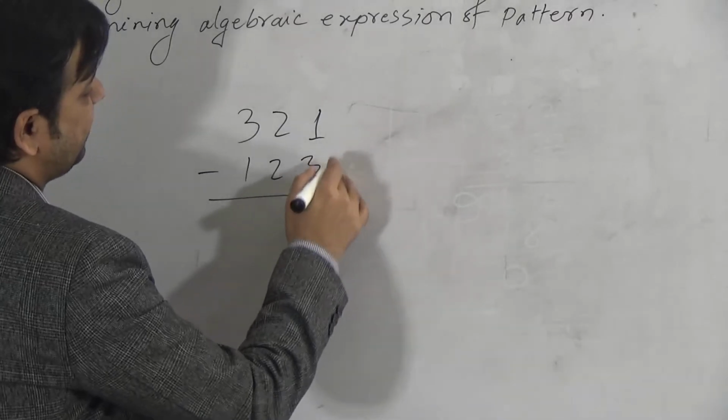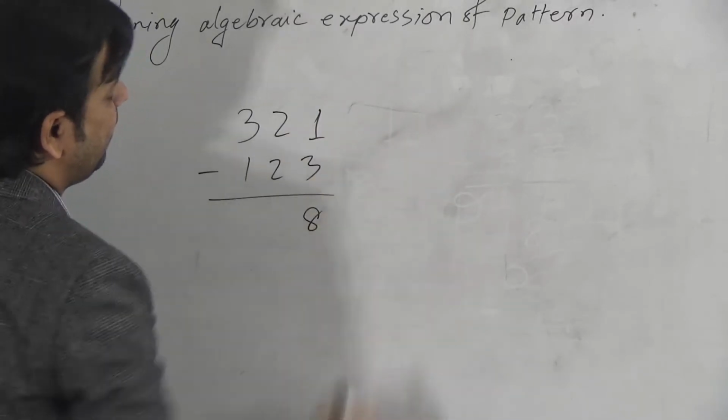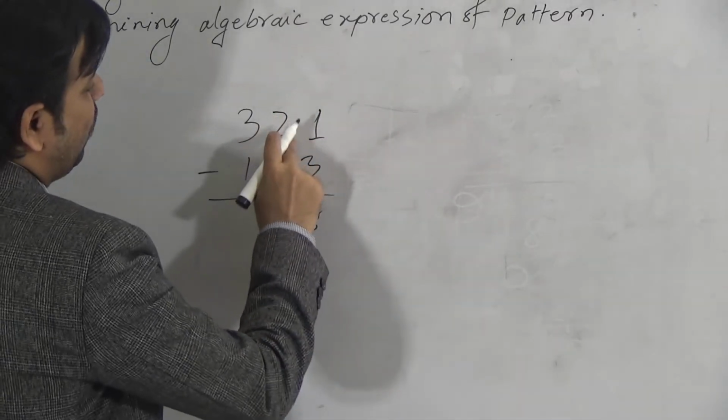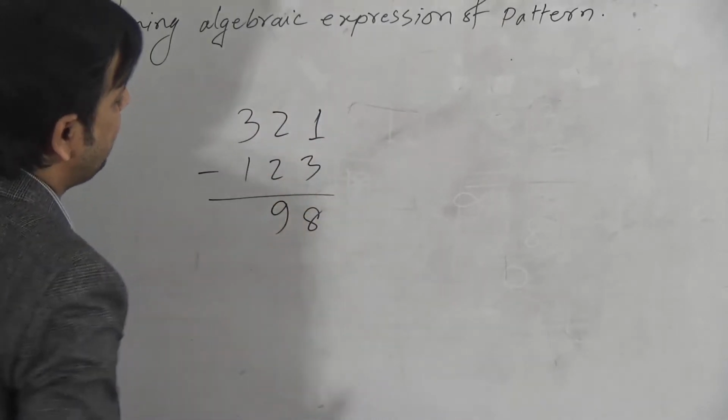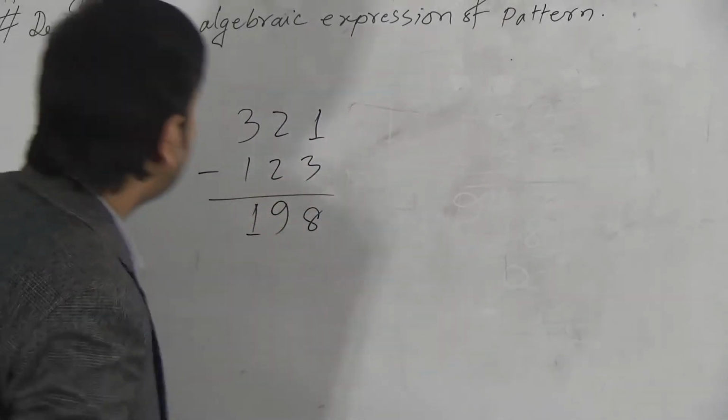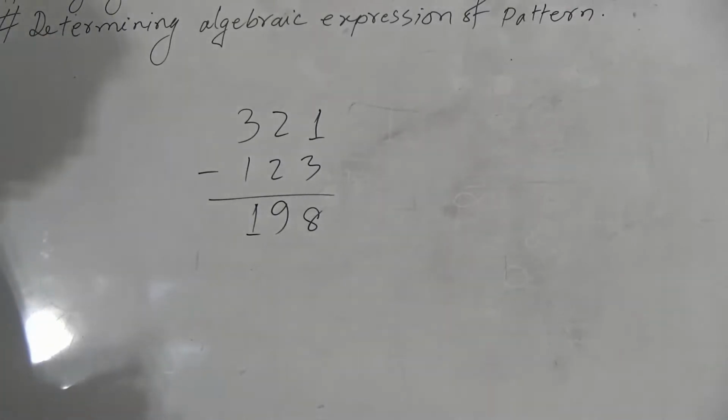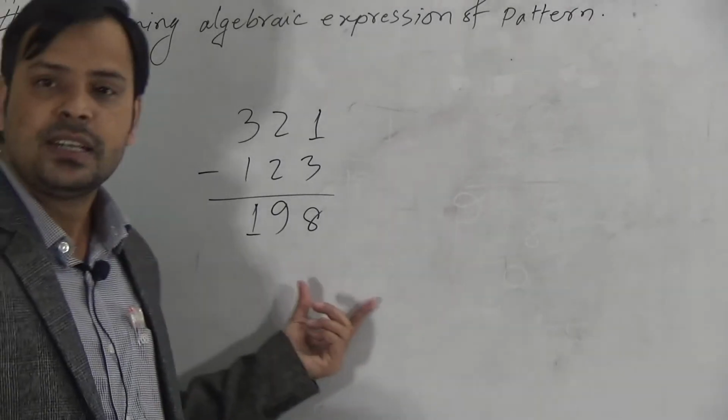Here if you subtract 3 from 1, you will get 8, then 1 is left here. If you subtract, you will get 9 here. Then 1 here. 198. If you take the difference, it will be 198.